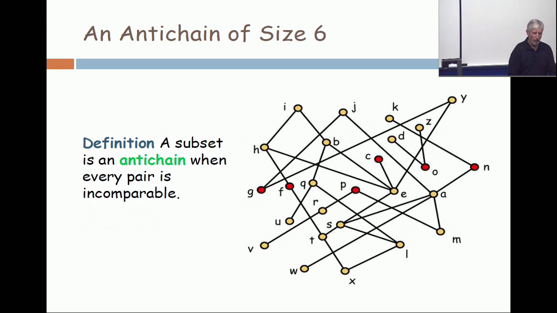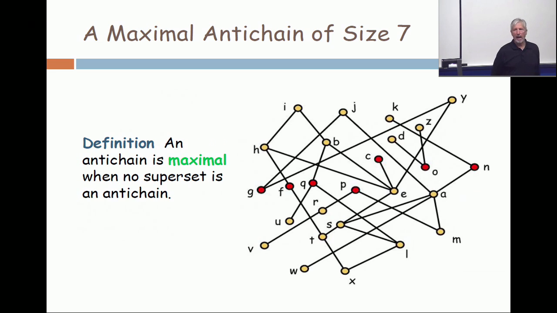I want to have the notion of an antichain. An antichain is a subset where every pair is incomparable. The red points here have the property that any two are incomparable. And now it's going to be just like our conversation with chains. Here is a maximal antichain of size 7.